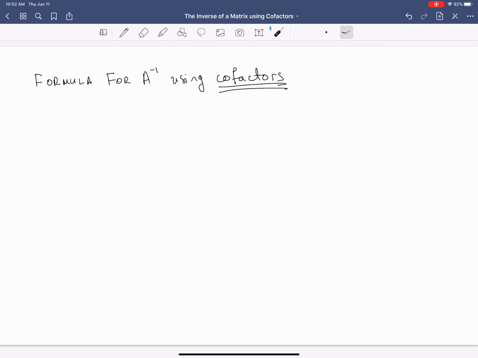Now, in the general case, the formula is like this. The inverse of a matrix A is given by 1 over the determinant of A, which is always there and comes from Cramer's rule, times the cofactor matrix transposed. Now, what is the cofactor matrix?